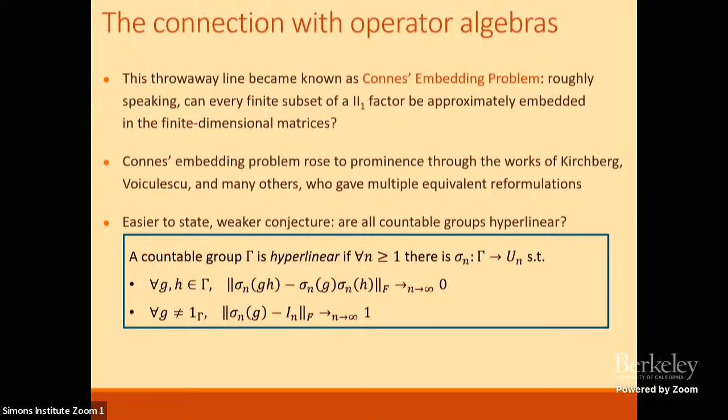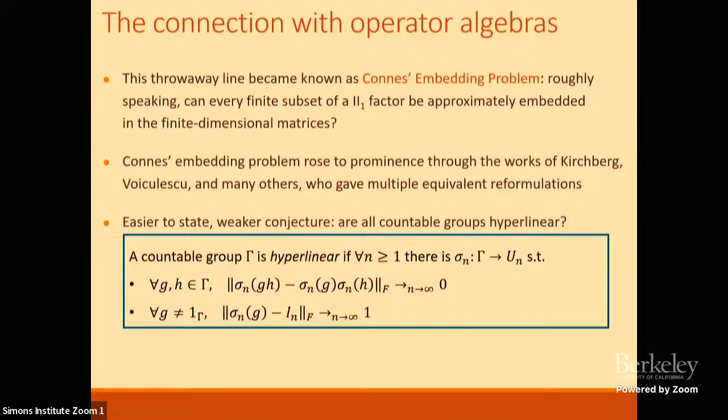Now, what about infinite groups? Infinite groups don't necessarily have finite dimensional representations. What about approximate finite dimensional representations? So that's the question. This is a conjecture. It's an open problem. The problem is whether every countable group, so just the number of elements in the group is countable, is hyperlinear. And it's hyperlinear if every finite subset of the group can be arbitrarily well approximated by finite dimensional matrices. But the dimension of the matrices can grow with the quality of the approximation and with the size of the subset of the group that you're trying to approximate.